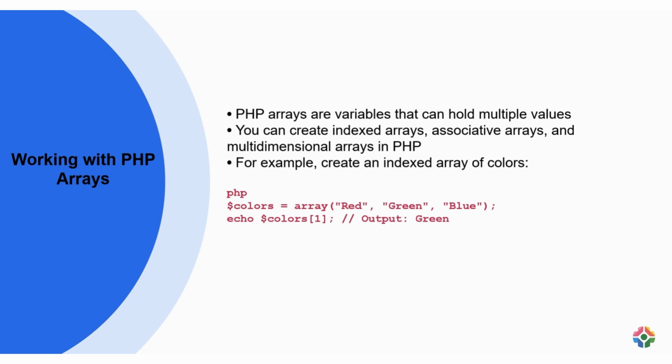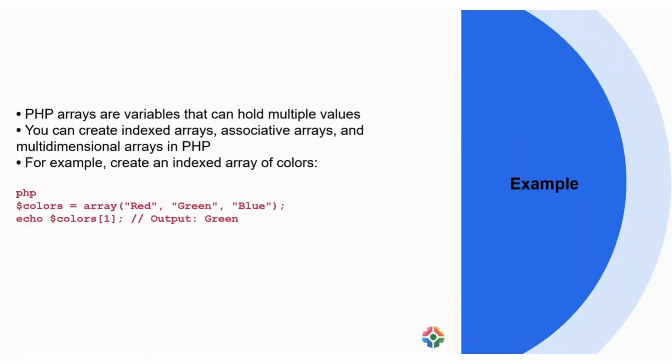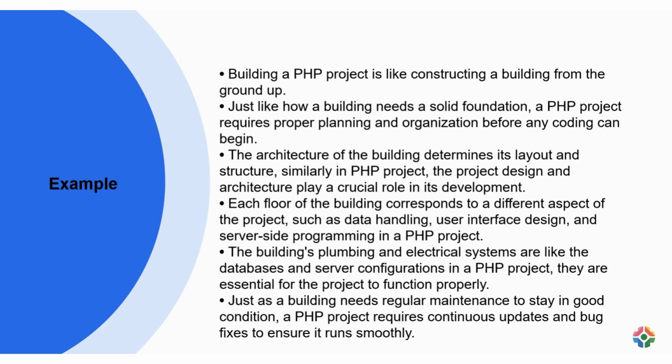In PHP, indexed arrays start from 0. For instance, accessing colors[1] in the example would retrieve green from the array, as it is at index 1. This simplicity and flexibility make PHP arrays invaluable for managing various types of data efficiently in web development and programming projects. Building a PHP project is like constructing a building from the ground up.